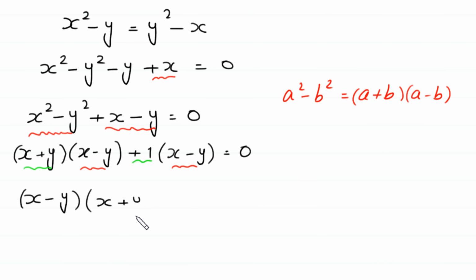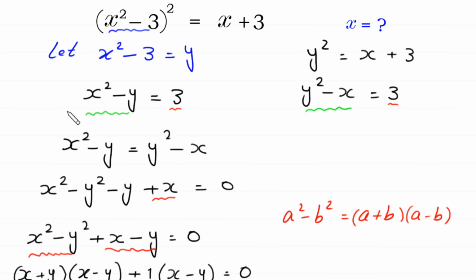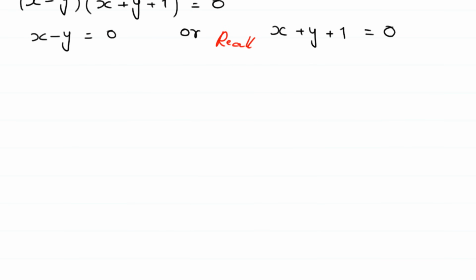x plus y plus 1 is equal to 0. Now from here either this expression x minus y is equal to 0, or this expression x plus y plus 1 is equal to 0. Now recall that we have supposed that x squared minus 3 is equal to y.